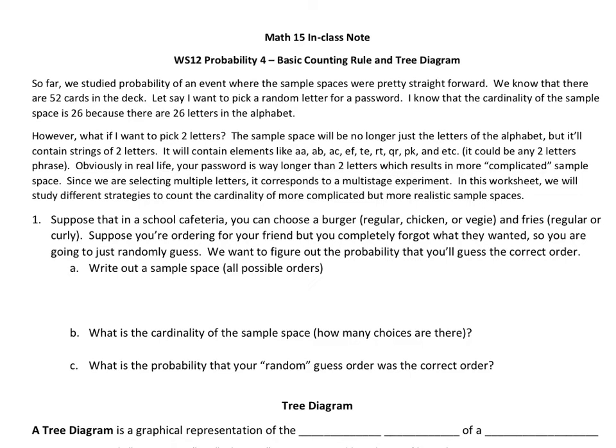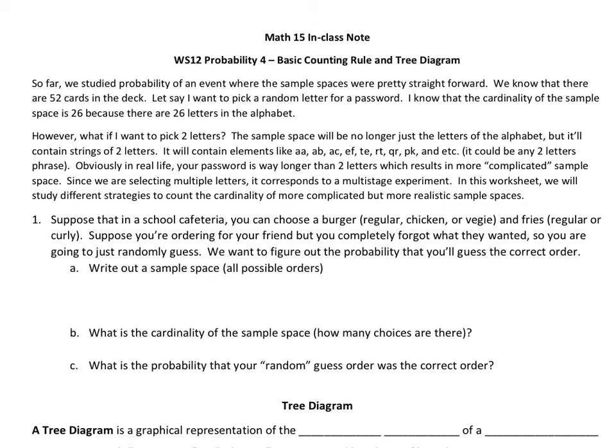Okay, here in worksheet number 12, we'll talk about the basic counting rule and a tree diagram. So far, we studied the probability of an event where the sample space was pretty straightforward. For example, when we're talking about a deck of cards, we know there are 52 cards in the deck. Let's say we want to pick a random letter for a password. The cardinality of the sample space in that case is 26 because there are 26 letters in the alphabet. So pretty straightforward, we can count the sample space there.